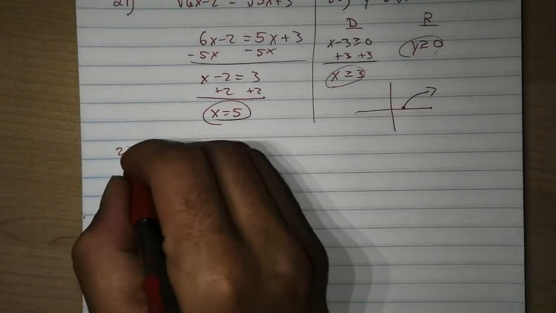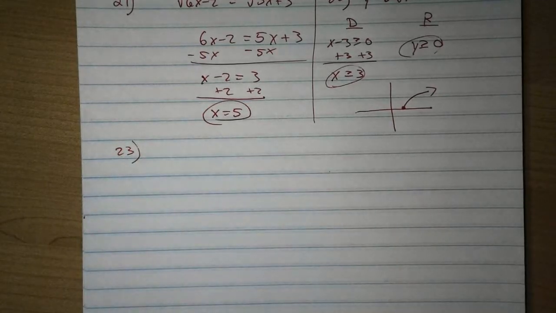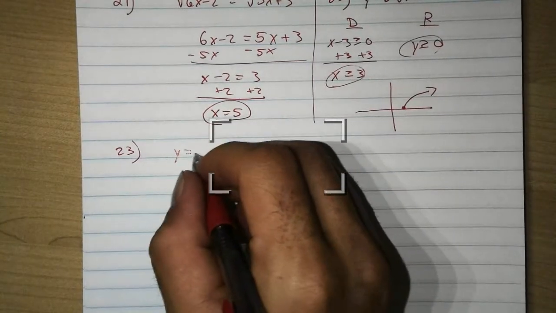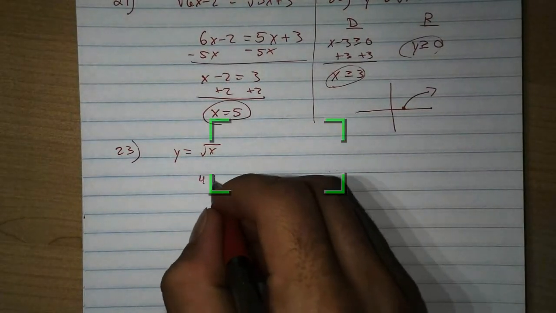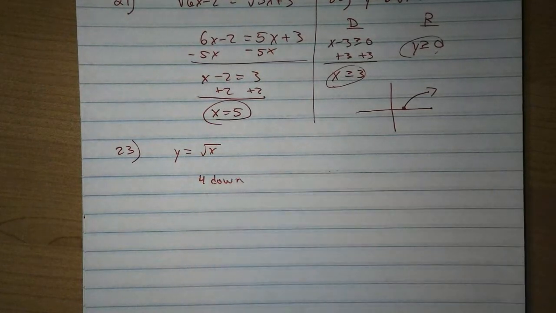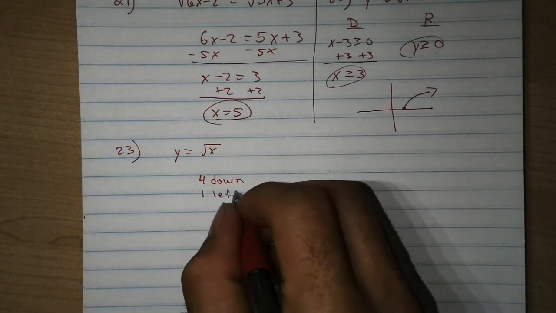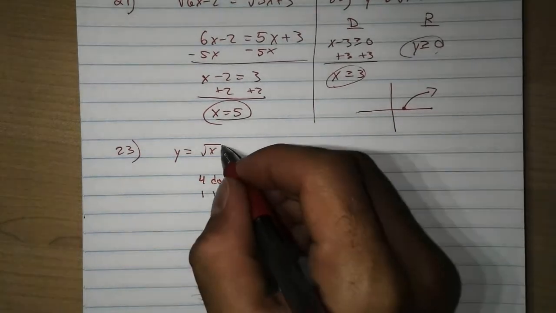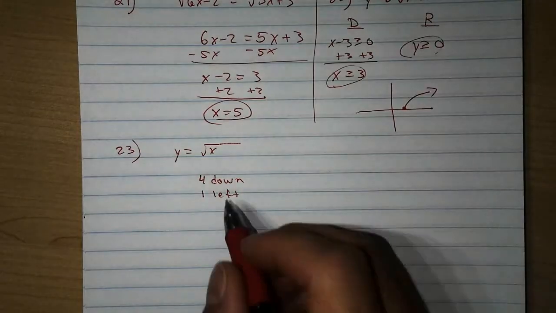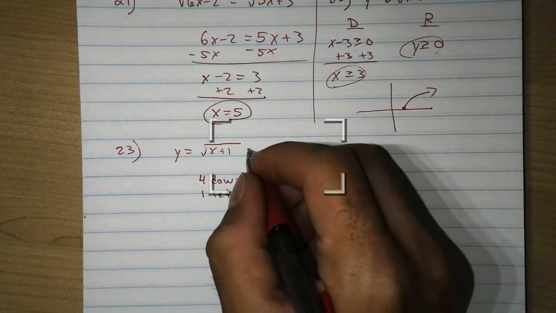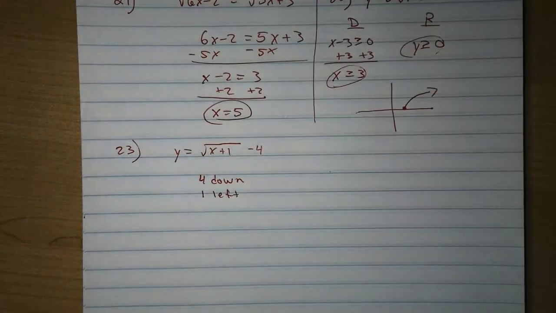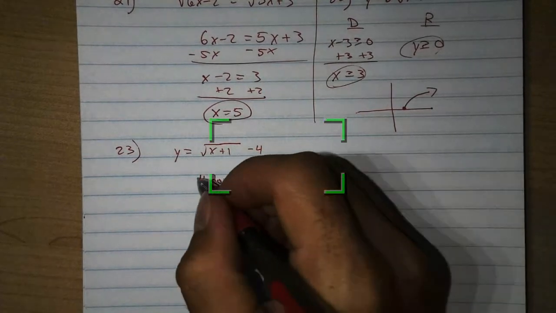23. So if the graph of this is shifted 4 down, 1 left, what happens there? 1 left was the opposite, so plus 1, and then minus 4. That's where these come from.